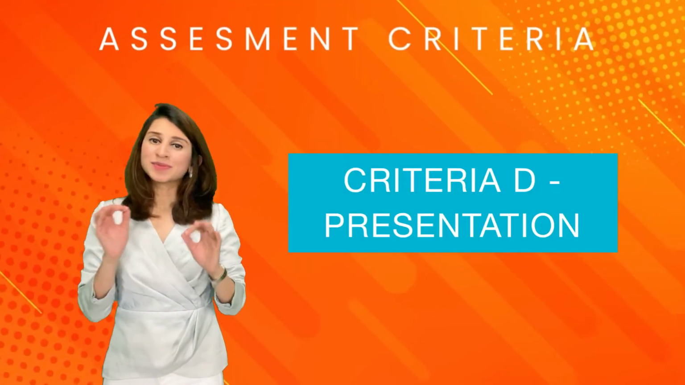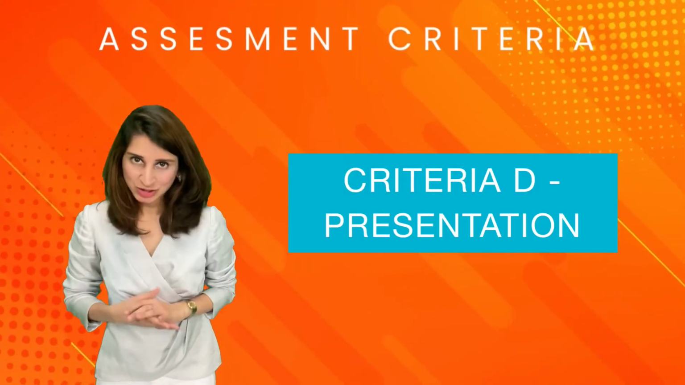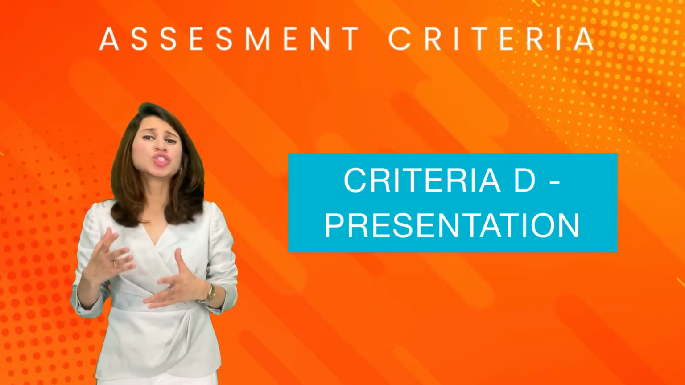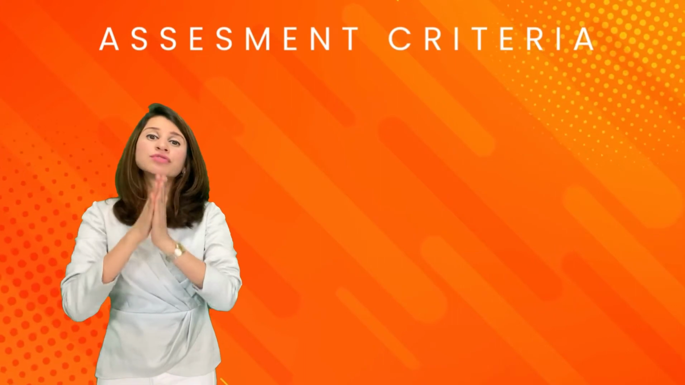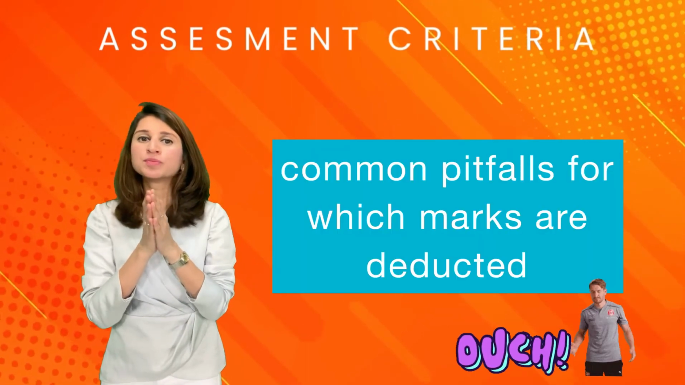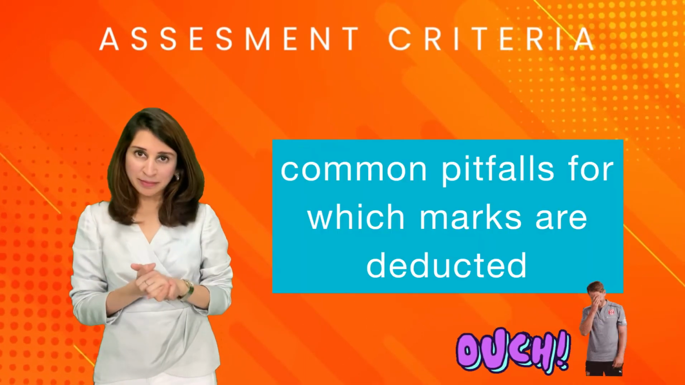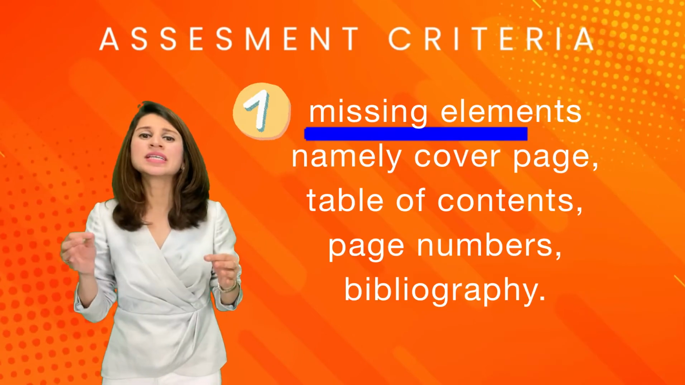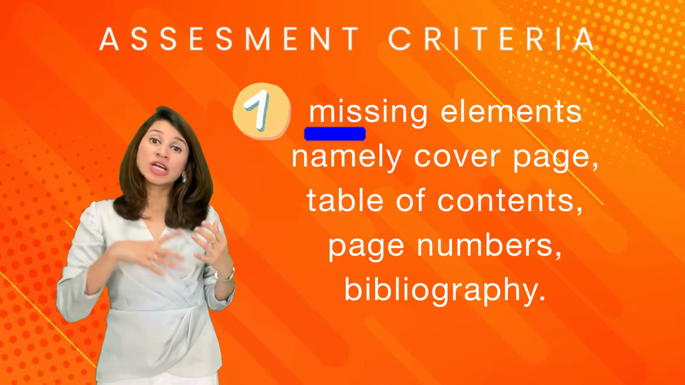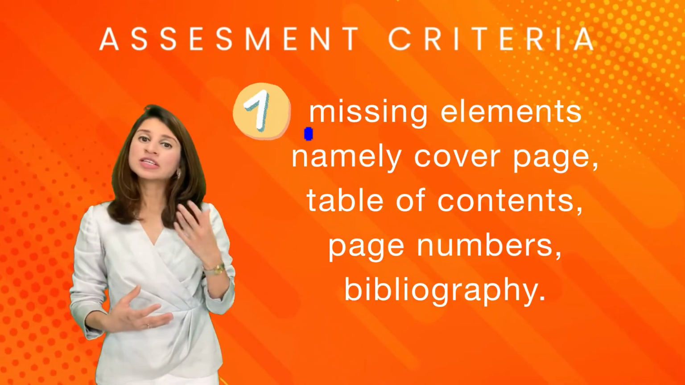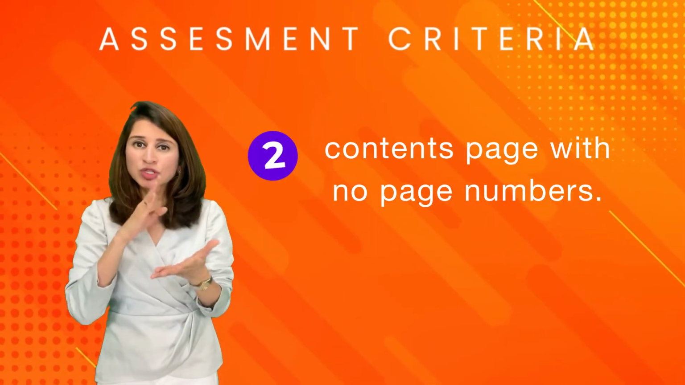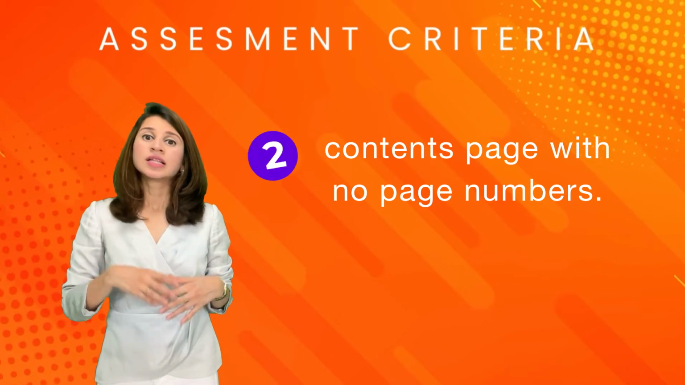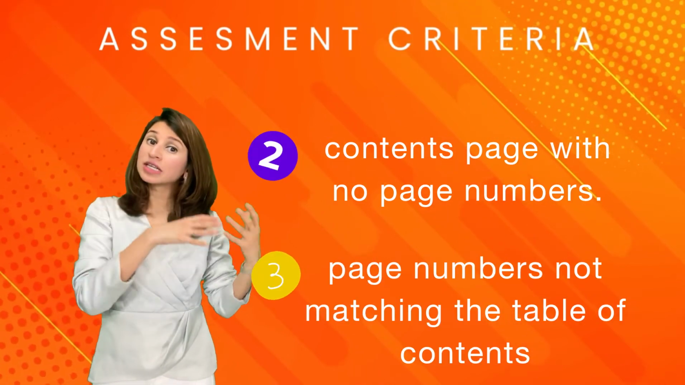Let's look at assessment criterion D, which is presentation. While most students do not struggle to get 3 or 4 marks for criterion D, please note the following common pitfalls for which marks are deducted by the EE examiners. The first is missing elements, namely the cover page, the table of contents, the page numbers, the bibliography. The second is the contents page with no page numbers. The third is page numbers not matching the table of contents.